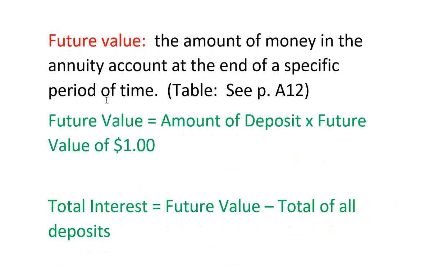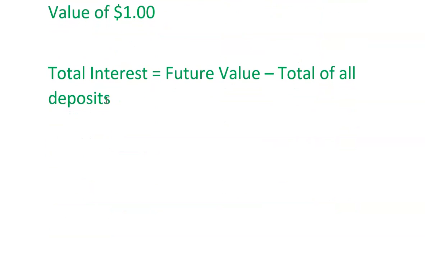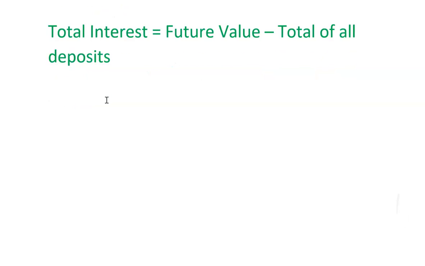The future value is the amount of money in the annuity account at the end of a specific period of time. We're going to be using table A12. This is on the back of the table that I gave you guys today. Future value is the amount of the deposit times the future value of $1. We'll talk about that in a little bit. And you do have to find the interest, so you have to subtract at the end.